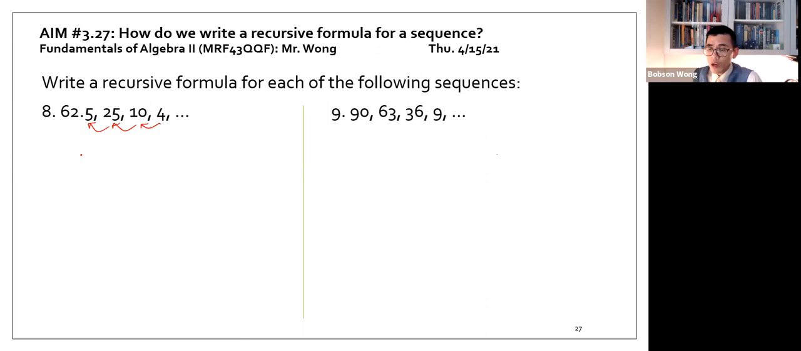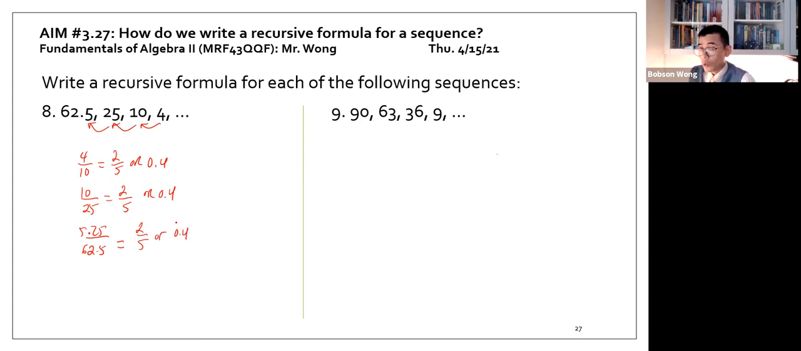Dividing, well, let's see. 4 divided by 10 is 2/5 or 0.4. 10 divided by 25 is actually 2/5, which is 0.4. 5.25 divided by 62.5, use a calculator to check. That also works out to be 2/5 or 0.4. So this is geometric because there is a common ratio. The common ratio is 2/5 or 0.4.